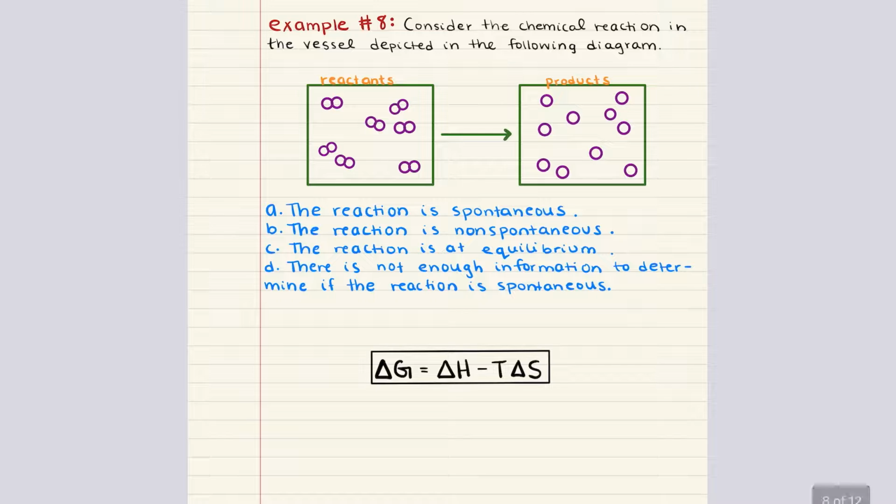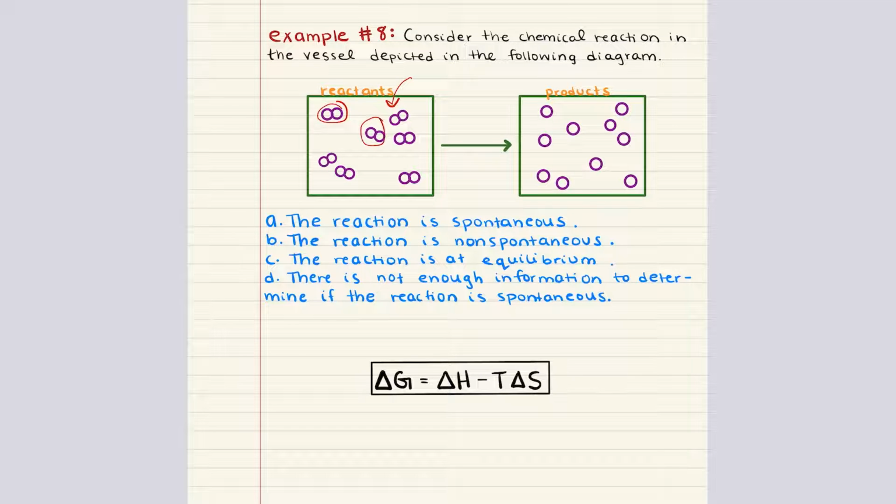Problem 8 says, consider the chemical reaction in the vessel depicted in the following diagram. How would you describe this process? A says the reaction is spontaneous. B says the reaction is non-spontaneous. C says the reaction is at equilibrium. And D says there is not enough information to determine if the reaction is spontaneous. Now let's look at this diagram a little bit closer. We have our reactants here. It seems to exist as molecules, and then they get transformed to products. They look like they are individual atoms now. So this molecule has decomposed into its individual atoms.